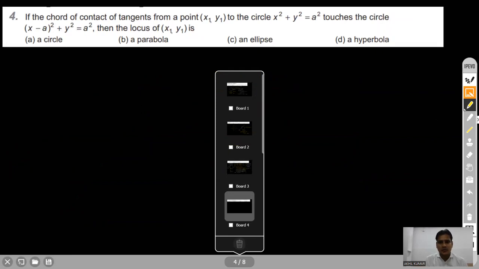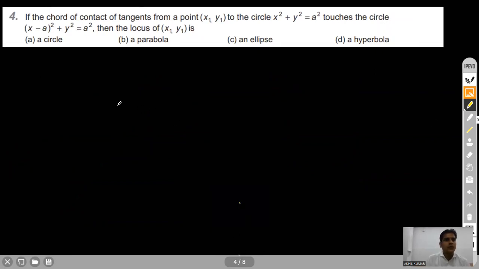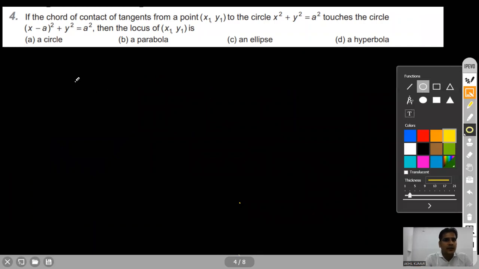Now, let's take the next question, question number 4. It is saying, if the chord of contact of tangents from a point x1, y1 to the circle touches the circle (x minus a) square plus y square equal to a square, then find the locus of x1, y1. Okay, so here it is given that this is the circle. This is one circle, and one pair of tangents is drawn from this point P.